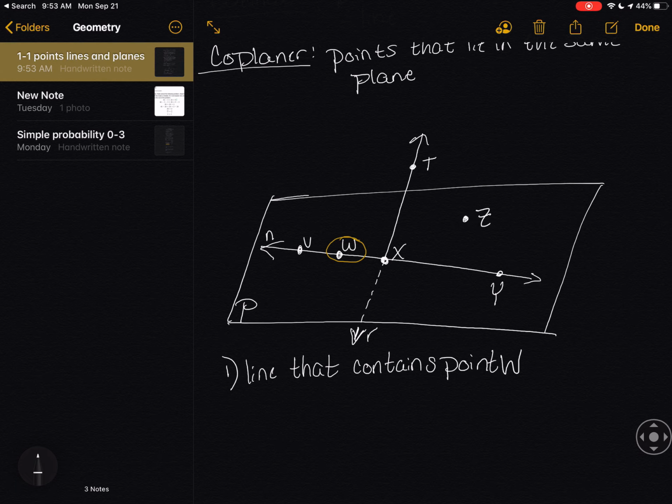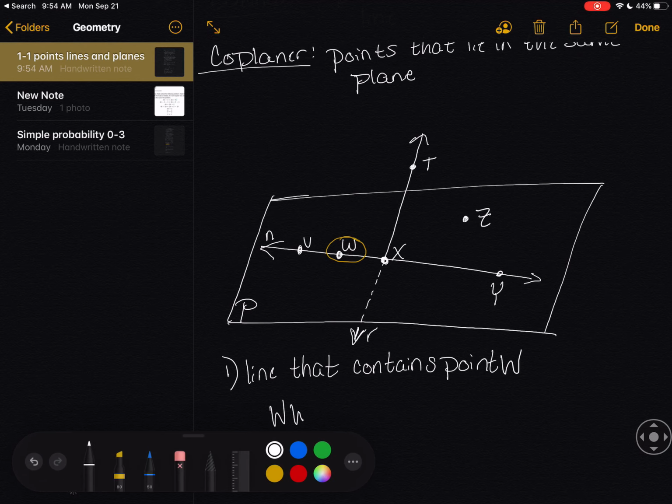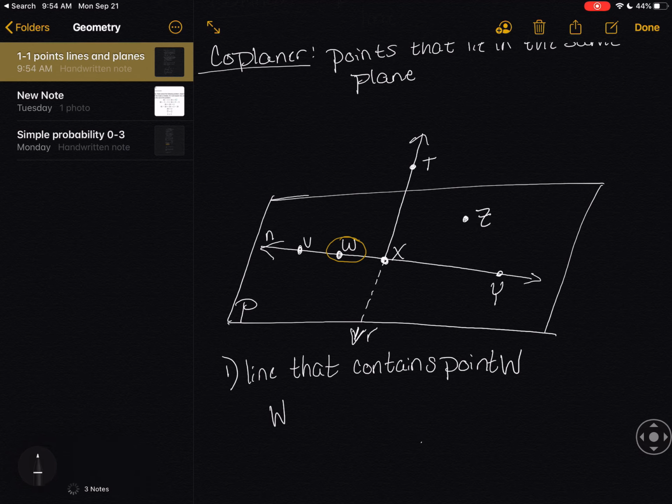So I remember a line can go through any 2 points. So I'm going to look at that line that W is on and pick another point. So I could say that WX would be one. I could also say that WV, I'm going to use V because I like that one. WV could be a line that this is on. I already said WX was another one.